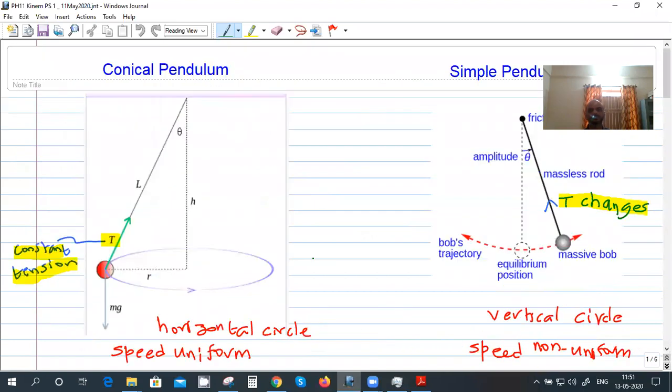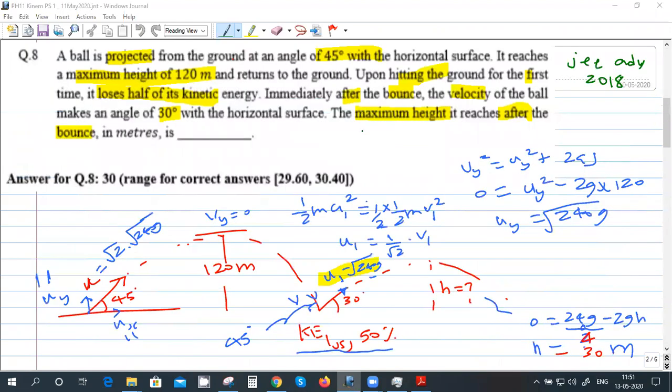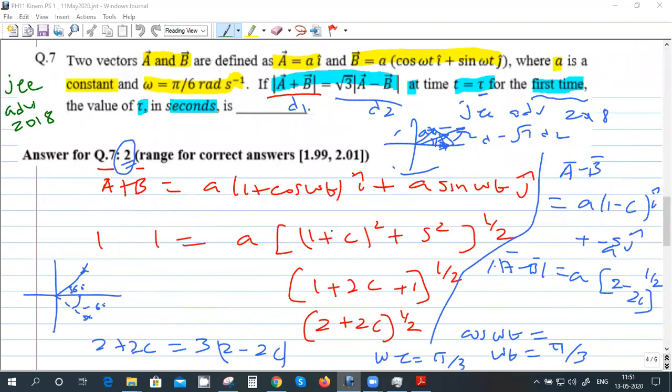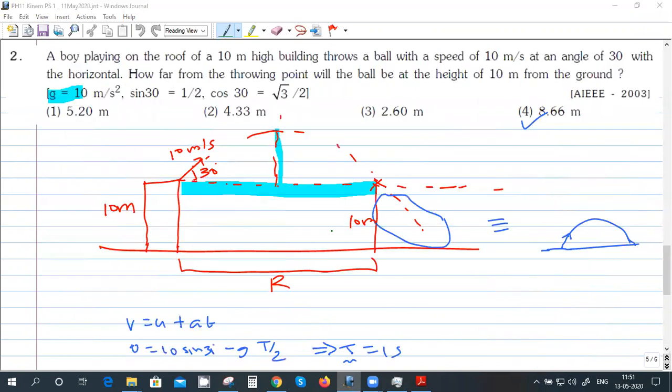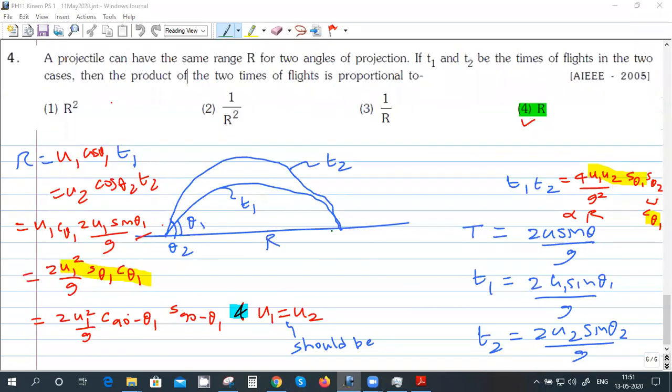So what did we do last time? Sir, we did some problems. Okay, this problem will be understood though. Any questions? No, sir. What about this one? This one we couldn't do properly.